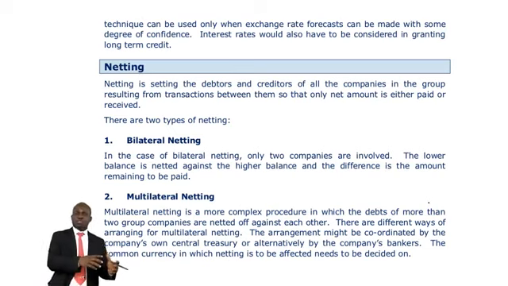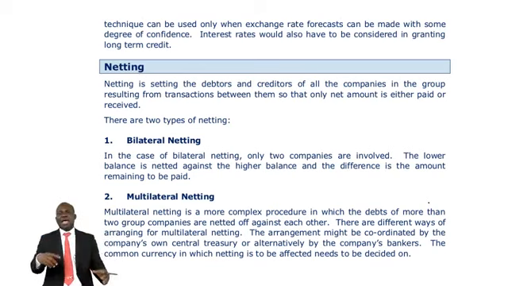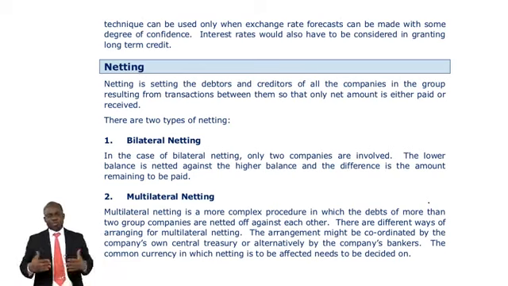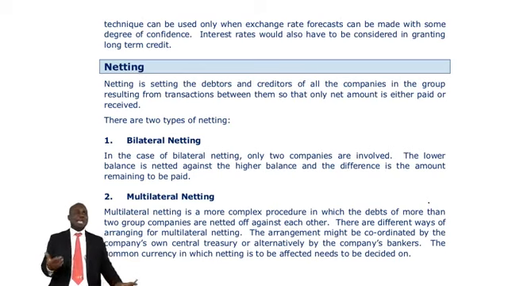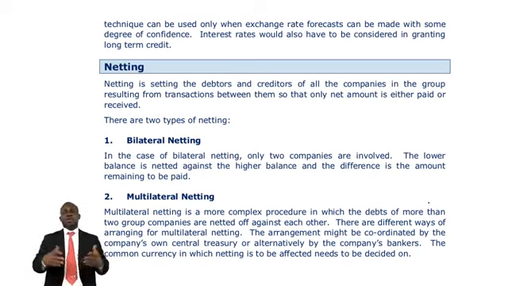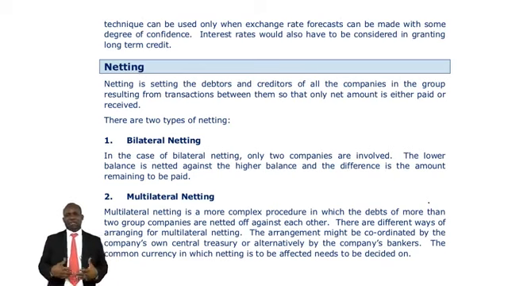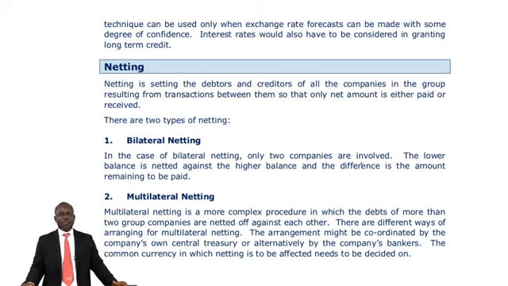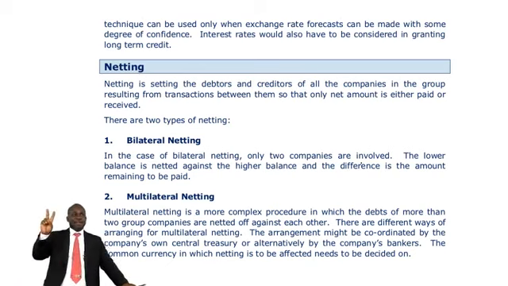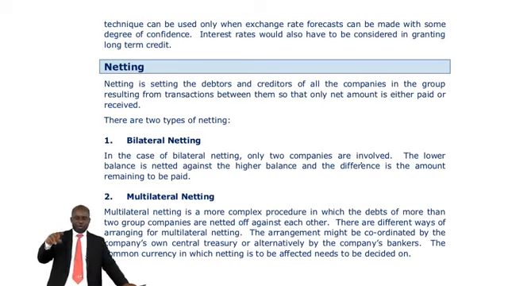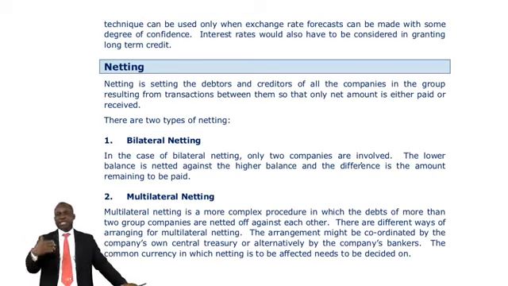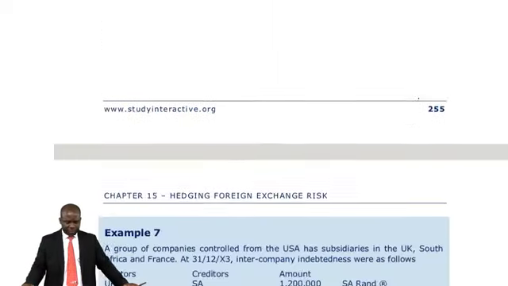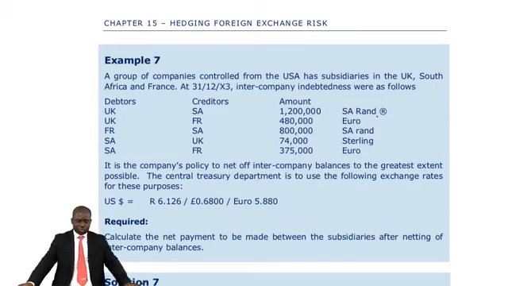So if A is owing B, then instead of paying this and paying that, we set the two together and we pay only the difference. So netting is setting off the receipt against payment of a multinational company that is having subsidiaries over the world trading among themselves in different currencies. We've got two types of netting. We've got bilateral netting, which means only two companies are involved. Multilateral netting means there are more than two companies involved. So let's take this example to illustrate netting.